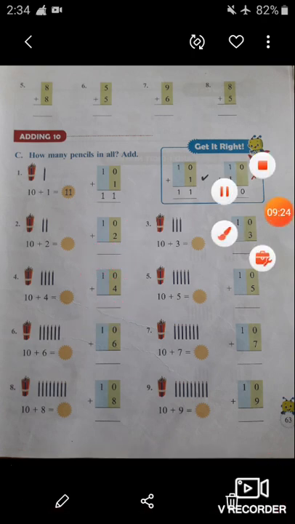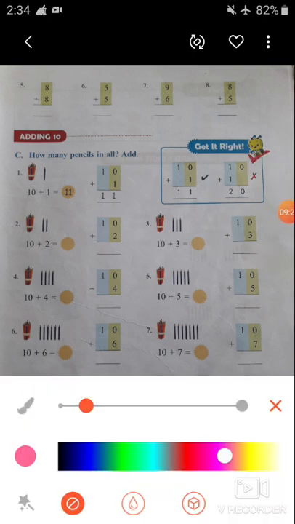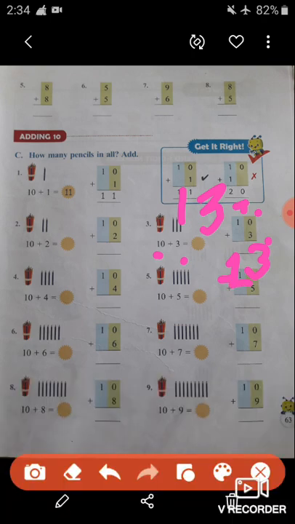Now in the third, 10 pencils plus 3, a bundle of pencils plus 3 pencils, we get a total of 13 pencils. In vertical form, at ones place 0 and 3. So when we add 0 and 3, we get 3 because 0 means nothing. And here at tens place 1 is given, so we have to write here 1. So here the answer will be 13.